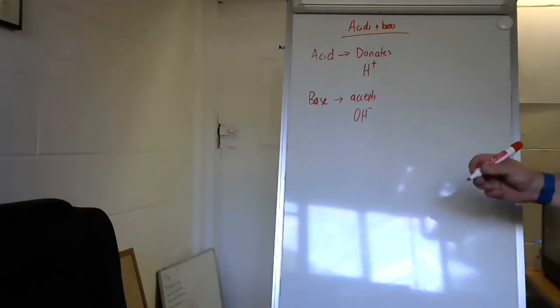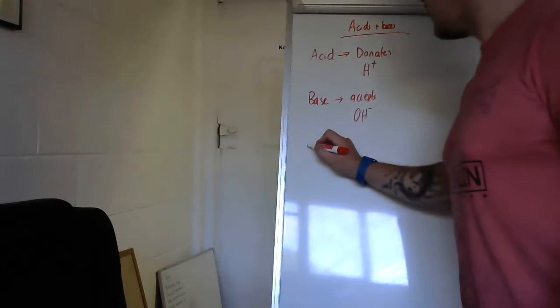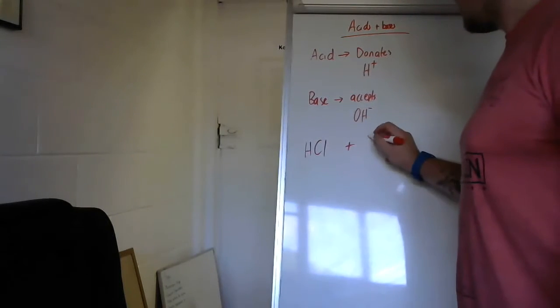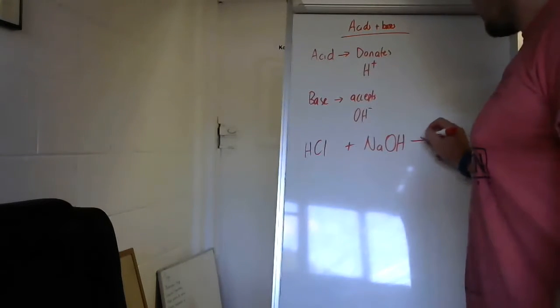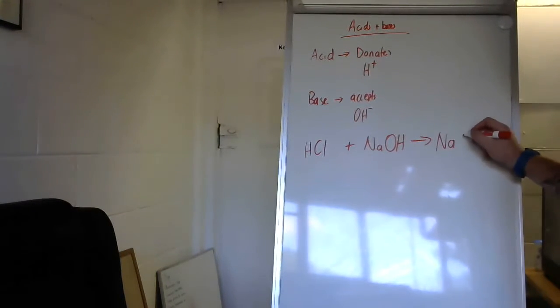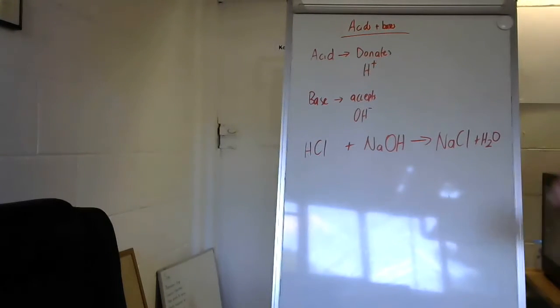The classic example of this is if we take HCl and add sodium hydroxide together, we get salt and water. So that's the classic acid-base reaction. Now I'm going to break it down a bit more.